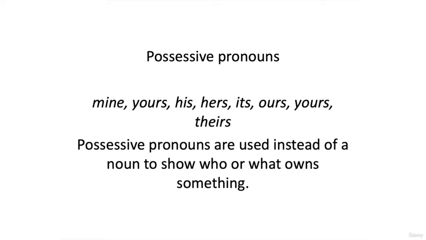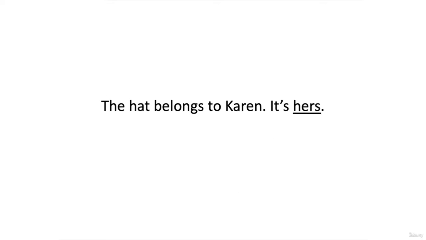Possessive pronouns are used instead of a noun to show who or what owns something. For example, the hat belongs to Karen. It's hers. The possessive pronoun hers replaces the word hat and indicates who owns it. It's Karen. She gave him her phone. Now it's his.